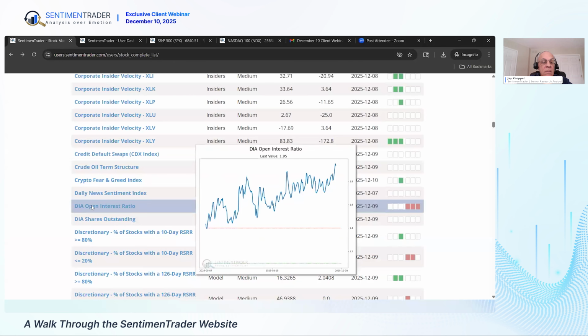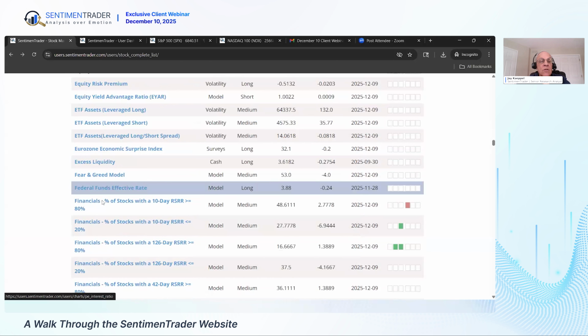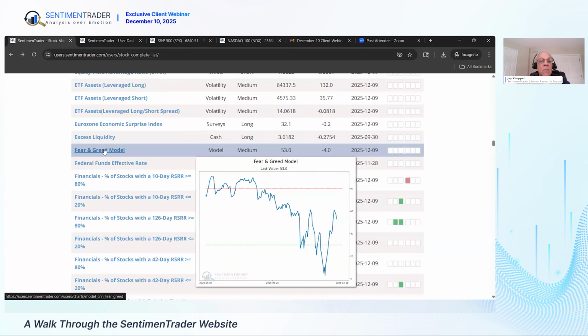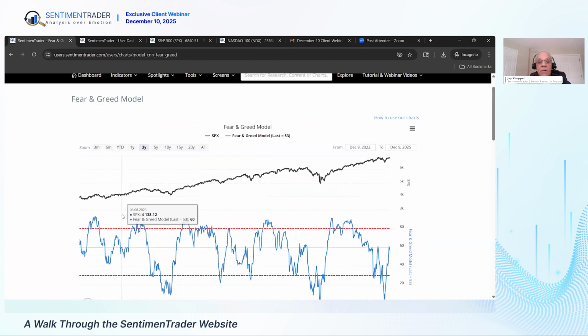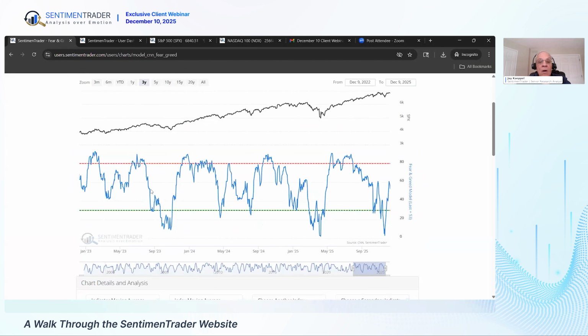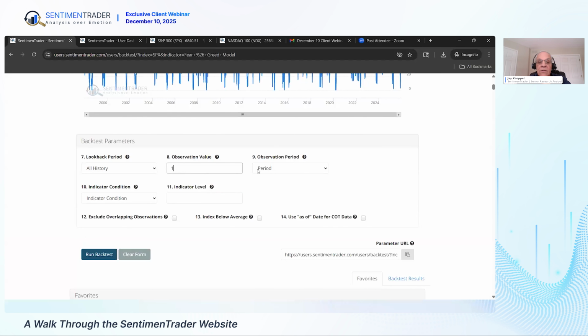All right. The next one that I wanted to mention, I'm going to do this one very quickly. The fear and greed model. You hear a lot about this one. I don't like it as much as some of the other ones, a couple of them that I'm going to show you. But everything has its day in the sun. So let's backtest this indicator. And all I'm going to do is look for days when this dropped to 3 or less.